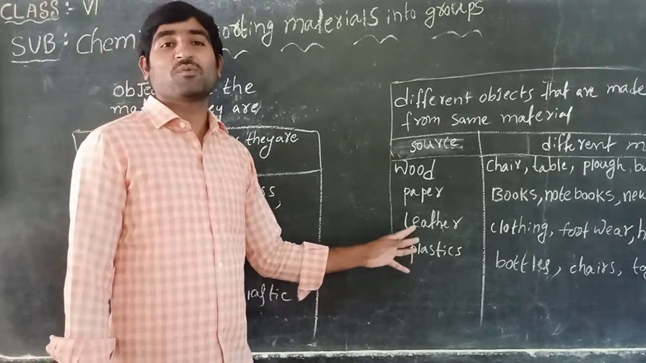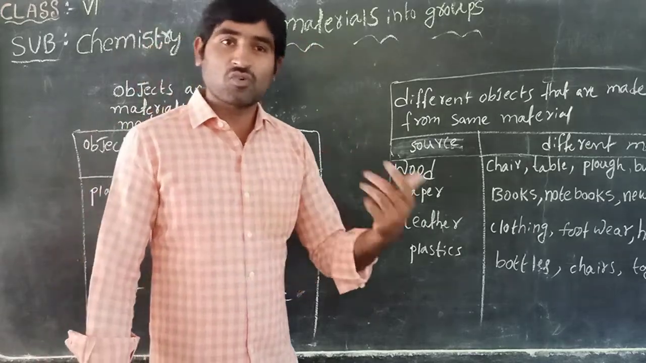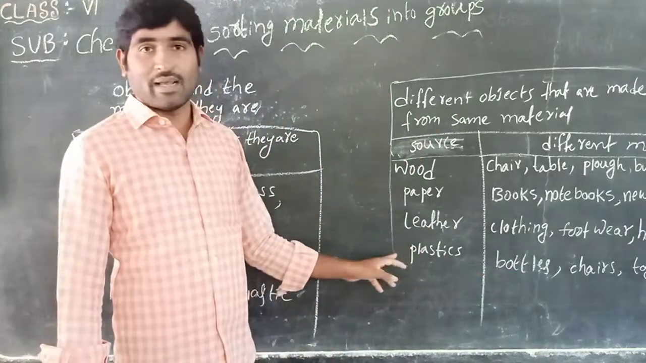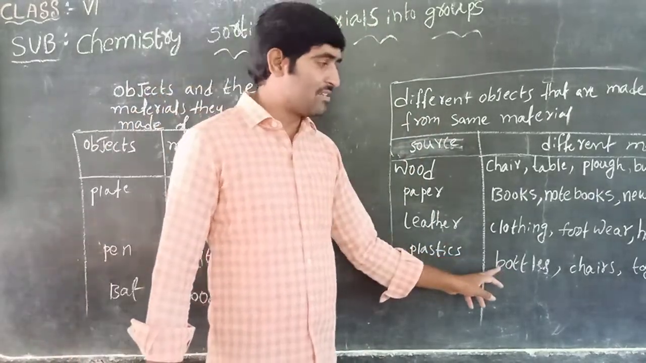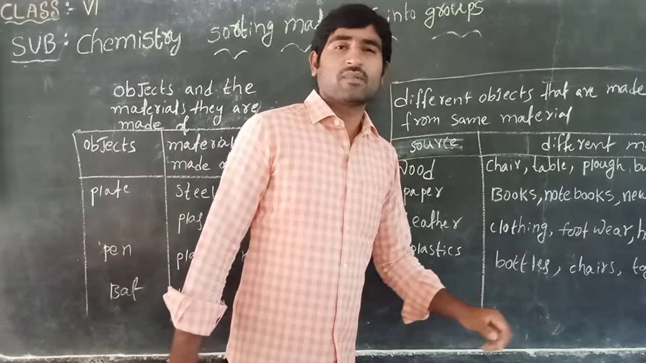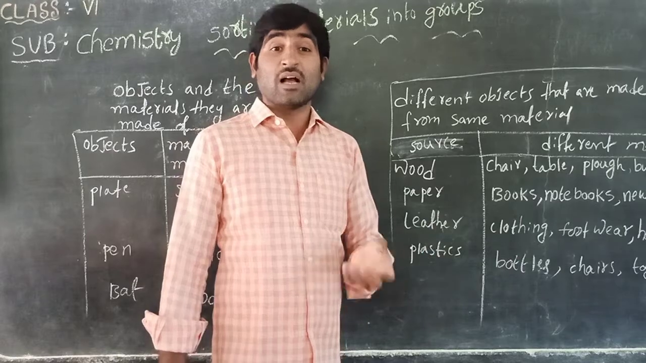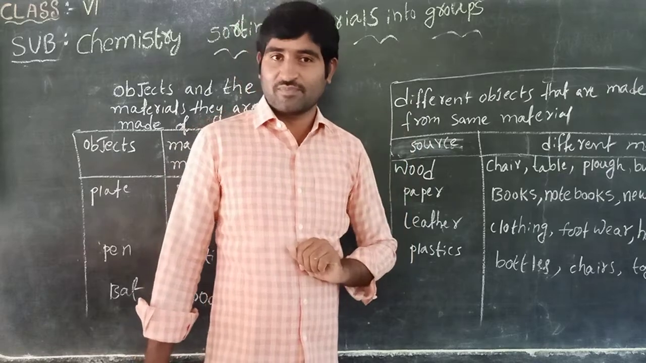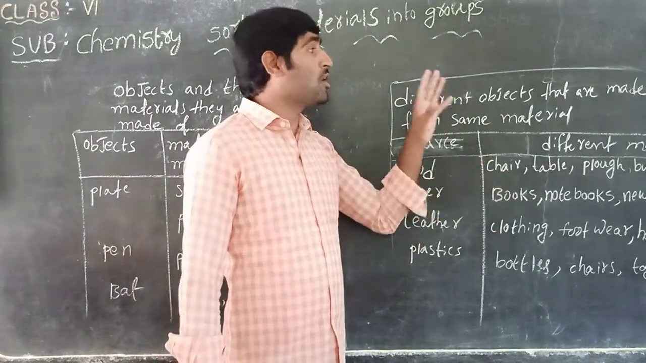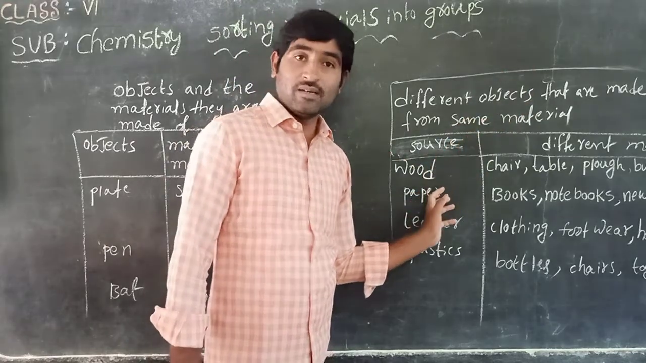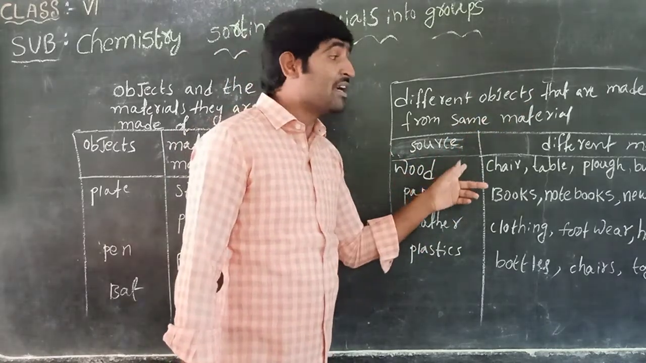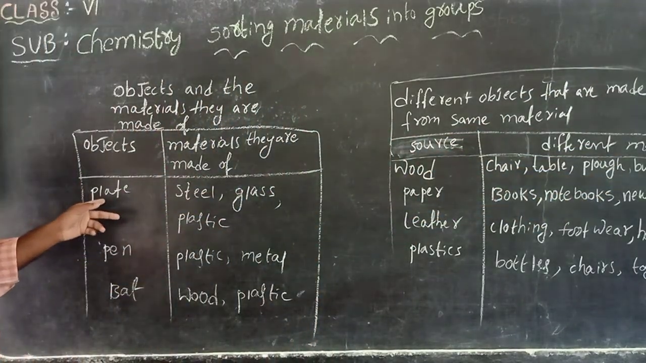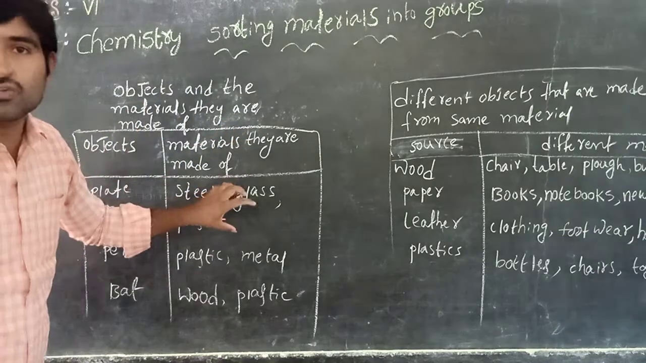Next, go for plastics. With plastic, we are making so many articles, household articles, playing articles, anything. So many different varieties of articles we are making with plastic. Here some examples I wrote: bottles, chairs, toys. Not only these objects, in a household we are using different kinds of materials made with plastics. Understood, children? From this table we are going to know that from one source we are making different kinds of materials. But from the other table we are going to know that one material is made from different sources.